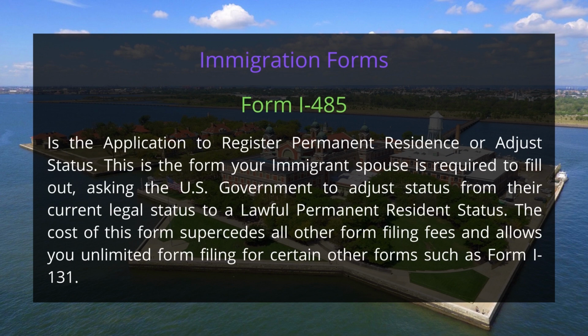Form I-485 is the application to register permanent residence or adjust status. This is the form your immigrant spouse is required to fill out, asking the U.S. government to adjust their status from their current legal status to a lawful permanent resident status. The cost of this form supersedes all other form filing fees and allows you unlimited form filing for certain other forms, such as Form I-131.